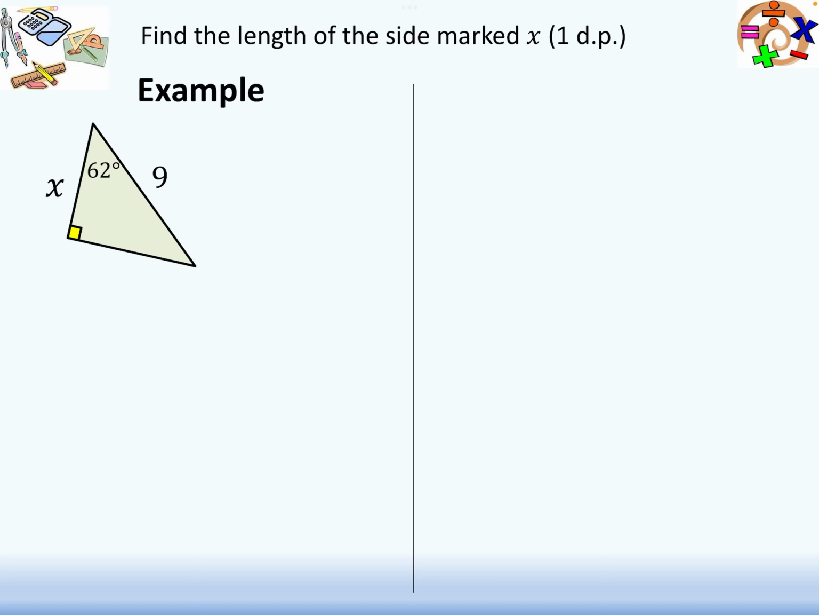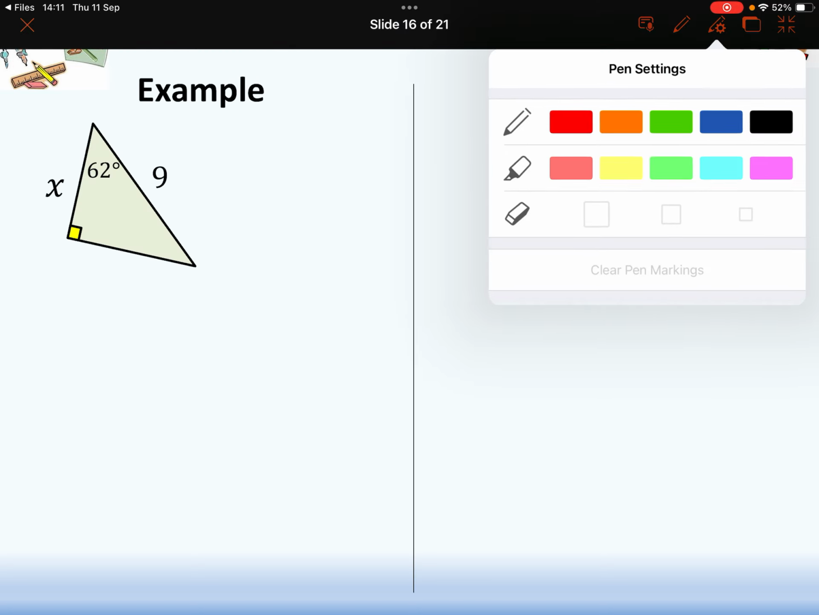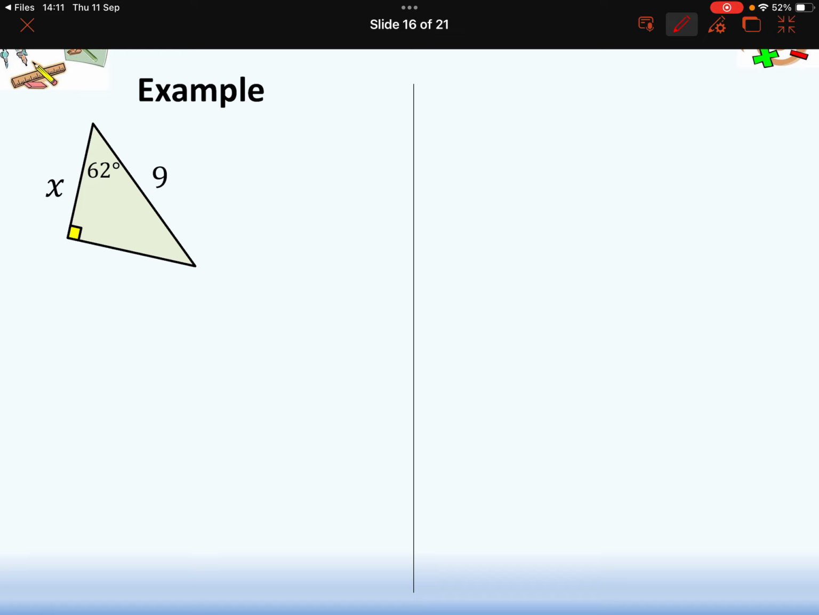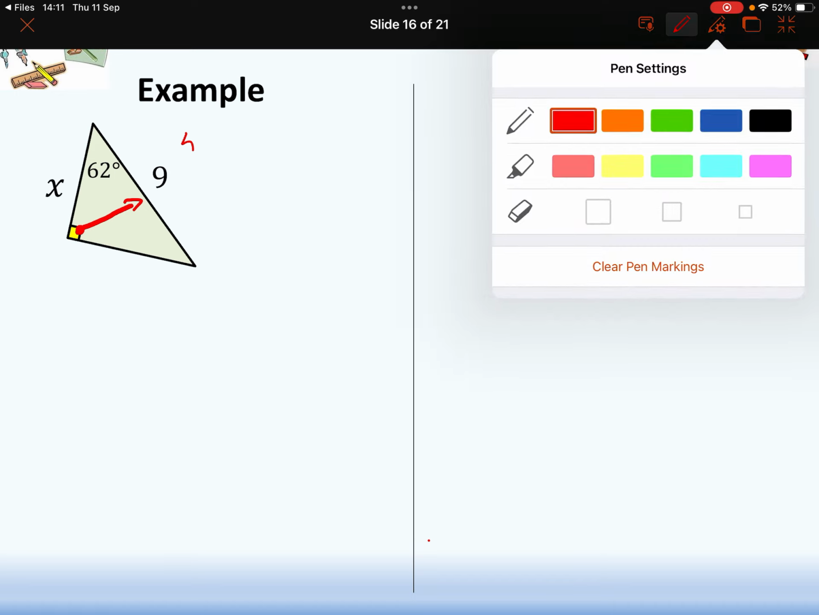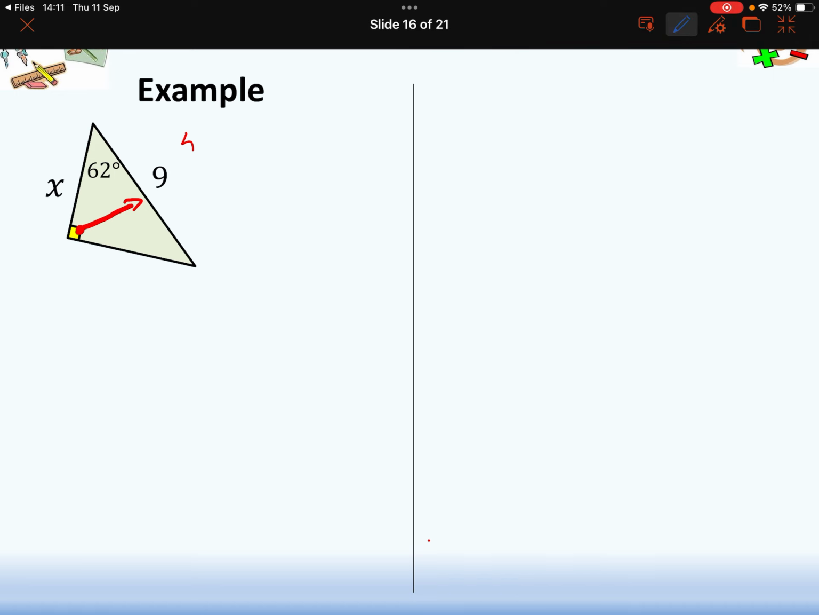So let's look at an example here. The first thing I want to do is to label my sides. So the first one I'm going to label is my hypotenuse, and I can see that here's my right angle, so opposite the right angle is the hypotenuse, so that's H. Next, I look at my angle, the one I'm interested in or using, which is 62 degrees here. So opposite that is my opposite side. And lastly, the third one, the only one left, is the adjacent side.